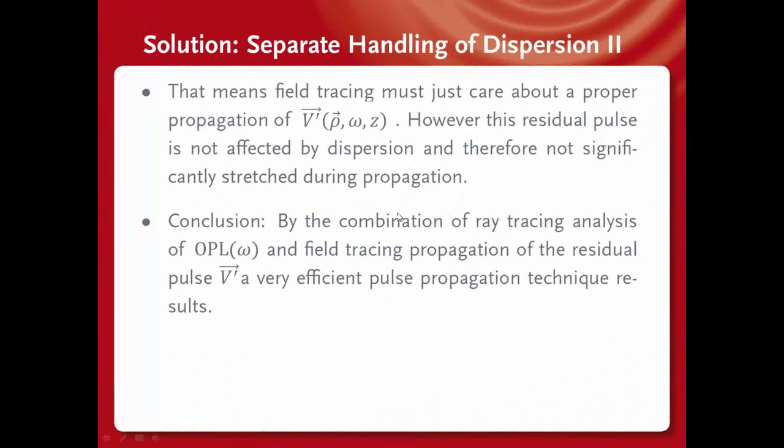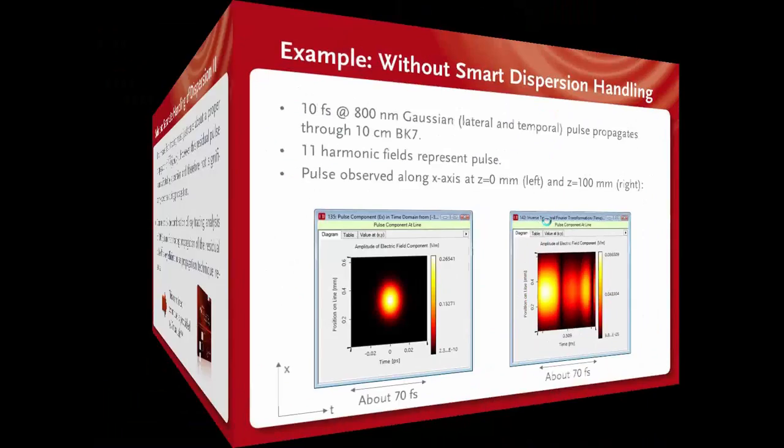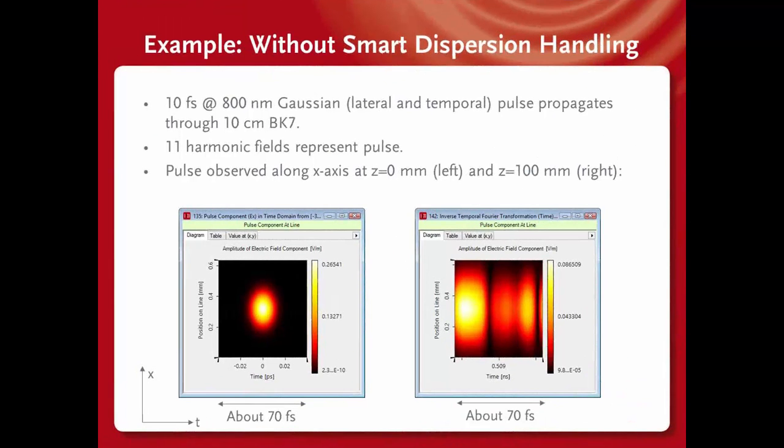And this now is really the main idea, that in field tracing we just have to care about the proper propagation and sampling of the residual field, and this is not affected very strongly by the dispersion, and so therefore there's not a significant stretch during the propagation. And the inclusion of the optical path lengths we do by a ray tracing analysis, and if we combine this with the residual pulse, we have a very efficient pulse propagation technique, and this is implemented and used in VirtualLab technology.